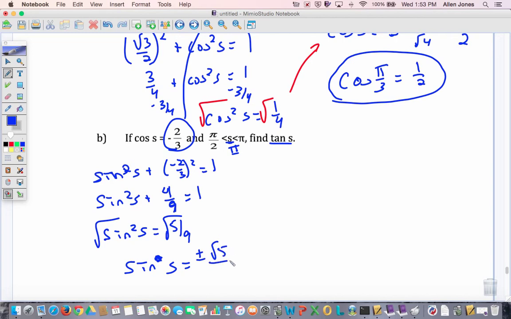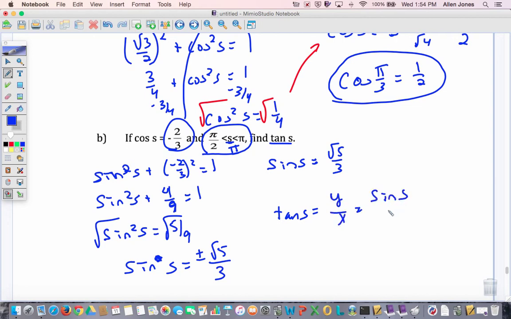I'll take the square root of both sides. So sine s, since I took the square root, gets rid of that squared sign, equals plus or minus the square root of 5 over the square root of 9. Well, the square root of 9 is 3, so I'm going to jump straight to that step. Our final piece here, to at least solve for sine, is knowing whether it's positive or negative. I go back up to here. Our angle s falls between pi over 2 and pi, which is in quadrant 2. Sine is y over r. y is positive in quadrant 2, so it's a positive square root of 5 over 3.